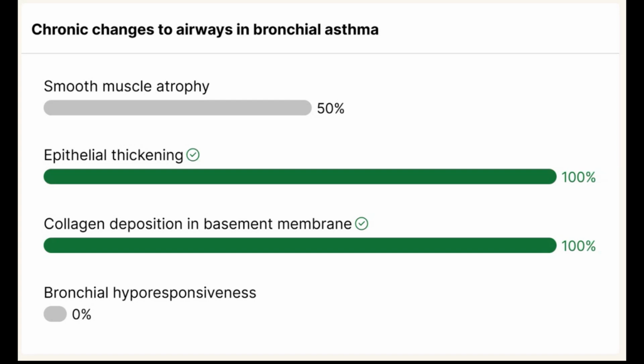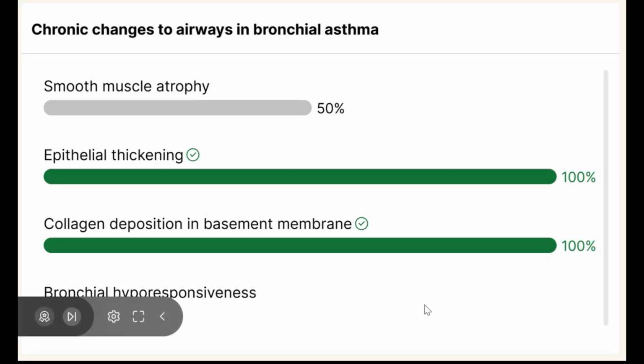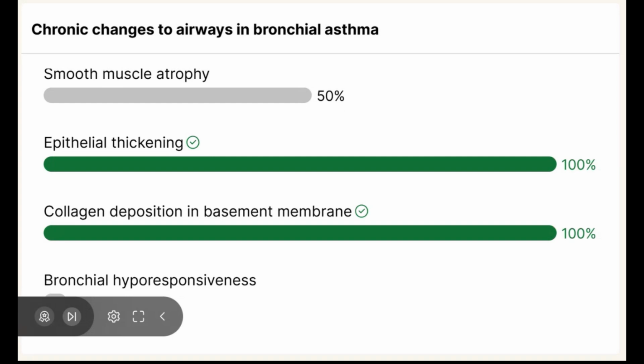So all those cause narrowing, and it causes bronchial hyperresponsiveness, or hyperreactivity of the bronchi, because in chronic bronchial asthma, even the slightest stimuli would lead to a reaction by the bronchi.